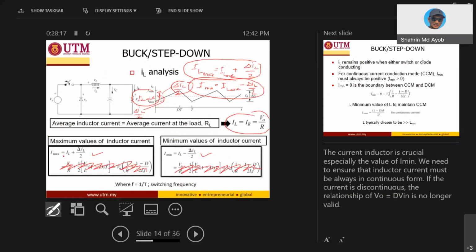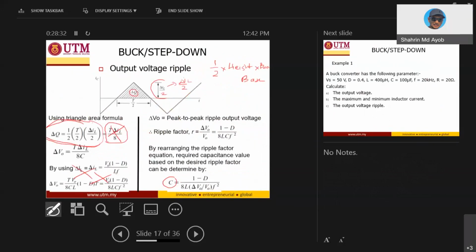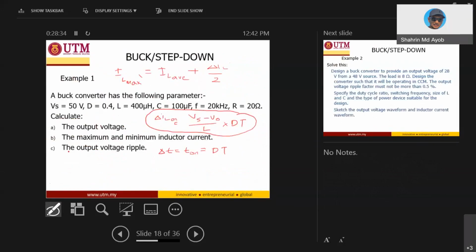from here, I max is IL average. That's why V out over R tadi. Sebab dalam equation dia memang IL average. Okay? I max is IL average. Faham? Okay. Sebenarnya belum tamat lagi tadi.